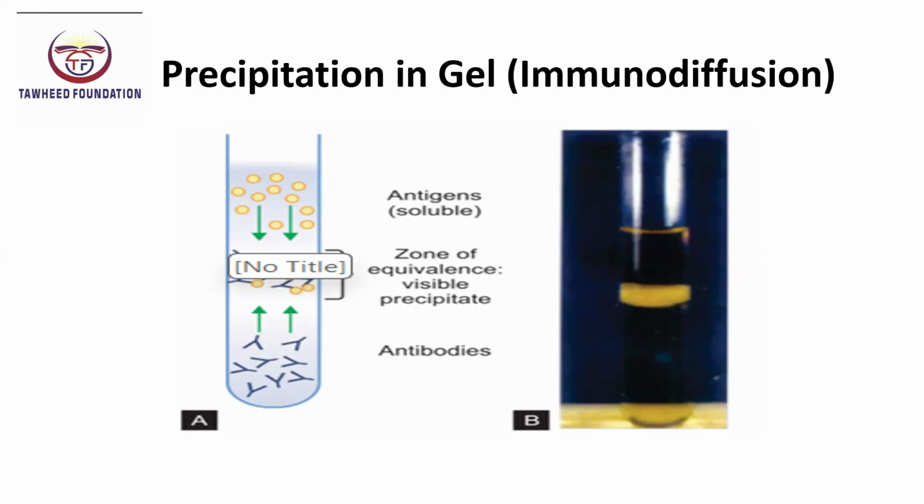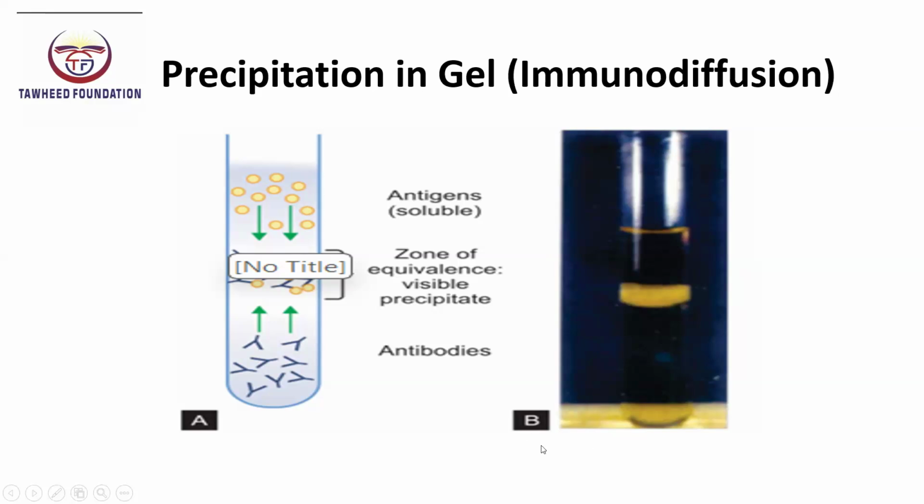If the antigen concentration is high, the ring forms lower, that is closer to the antibody layer. And if the antibody concentration is high, the ring forms higher, that is closer to the antigen layer. So the position of the ring can give a rough idea of the relative concentration of antigen and antibody. This is the actual photograph.